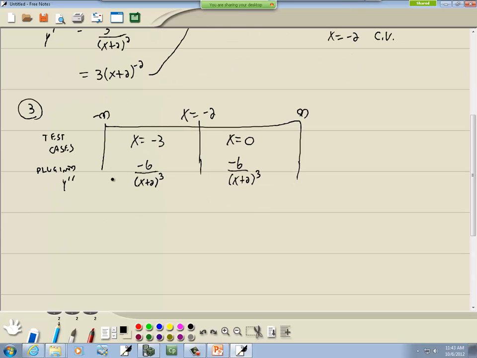Okay. Again, all we care about is the sign. We don't care about anything else. So we got negative 6 over negative 3 plus 2 to the third. Well, negative 3 plus 2 is negative 1. Negative 1 to the third is negative. Negative divided by negative is positive. So this is concave up. So it's concave up from negative infinity to negative 2. Now here I plug 0 in. So we've got 0 plus 2 to the third. 0 plus 2 is 2. 2 to the third is 8, which is positive. Negative divided by positive is negative, so this is concave down.